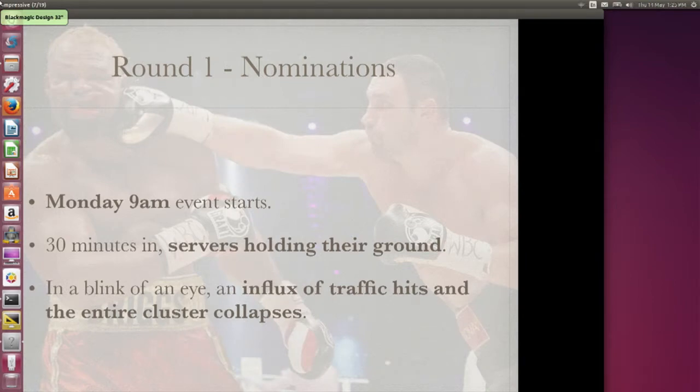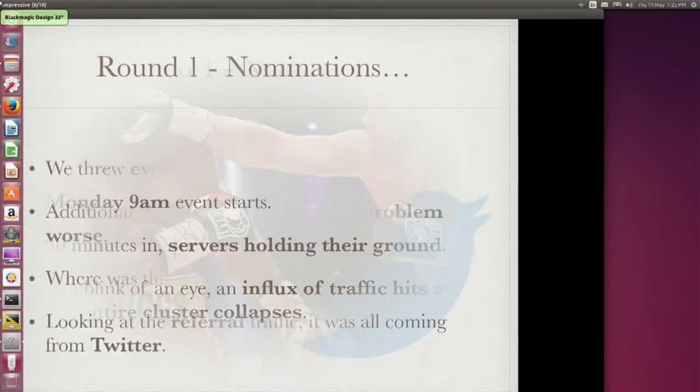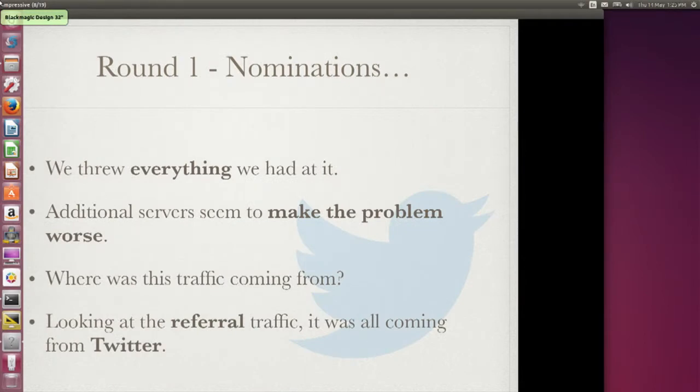So the first round was the nominations event. It started at 9 a.m. 30 minutes in, the servers were holding the ground. Everything was looking great. And all of a sudden, within a blink of an eye, a huge influx of traffic hits, and the entire cluster collapses. Not very good. So we started to throw everything at it. We built more servers and threw them in the cluster, and no matter what we did, it actually seemed to make the problem worse. We had no idea where this traffic was coming from. It took us completely by surprise.